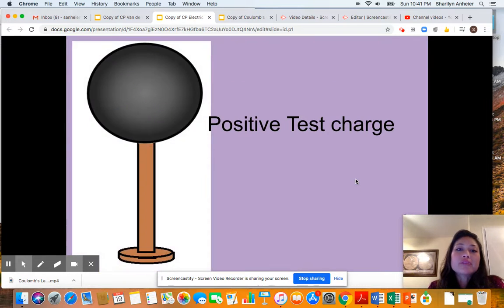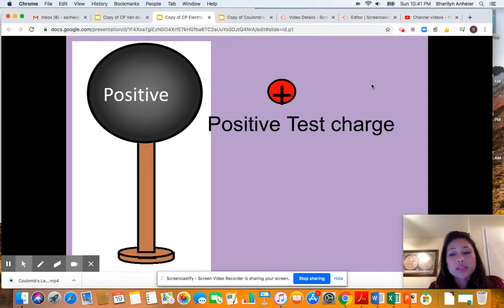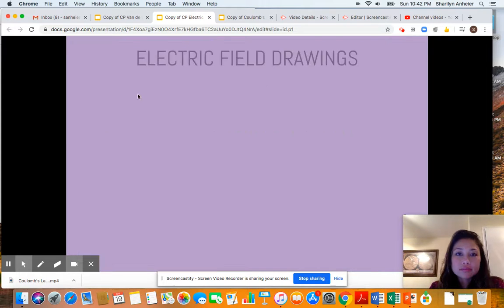So if I have an unknown charge in this sphere right here, I can figure out what charge it is if I have a positive test charge. So as you guys learned, if the positive test charge were to repel from the sphere, we know the sphere is positively charged. If it were to attract, then we know it would be a negatively charged sphere. So that's one of the ways that you're able to test charges of objects.